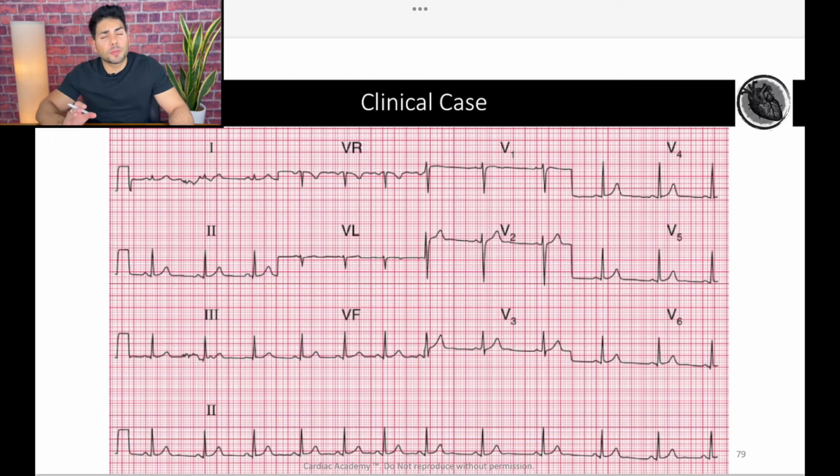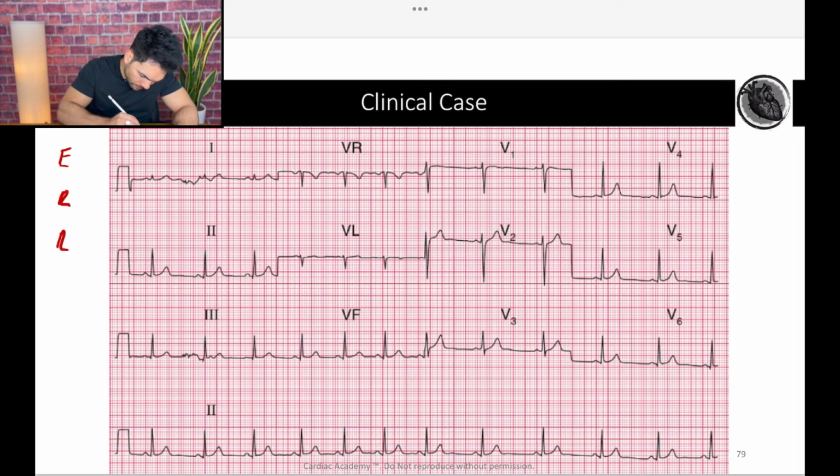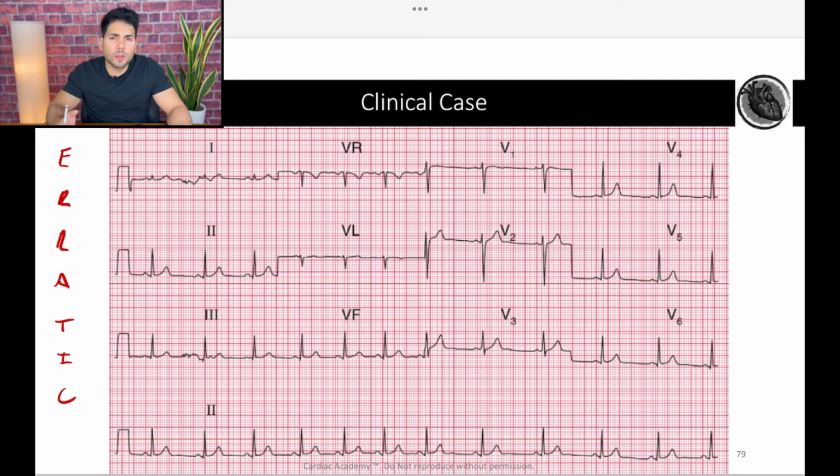Okay, my friends, let's finish up strong by discussing some EKGs. So remember, to discuss EKGs, I want you to follow our mnemonic. The mnemonic is ERRATIC. Let me write that down here in the corner. And just as a reminder, E is for EKG, first R is for rate, second R for rhythm, A is for axis, T is for QTc interval, I for ischemic changes, and C is for chambers, meaning hypertrophy, okay?